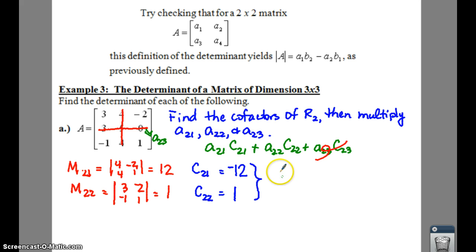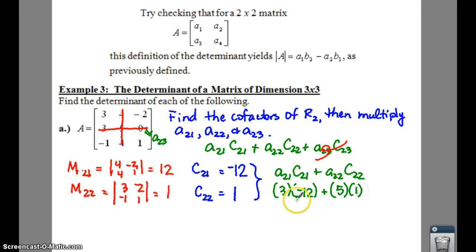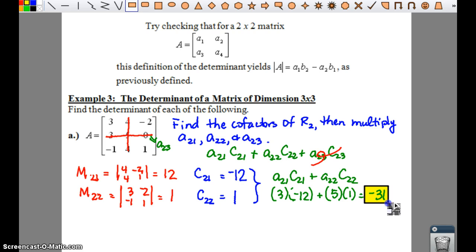So what we're going to do finally is pull all this together and plug in our values. For a sub 2 1, that's your second row, first column, which is 3, times your cofactor, which is negative 12, plus your element row 2 column 2, which is a 5, times your cofactor of 1. That gives us negative 36 plus 5, which is negative 31. That, my friends, is your determinant for that problem.